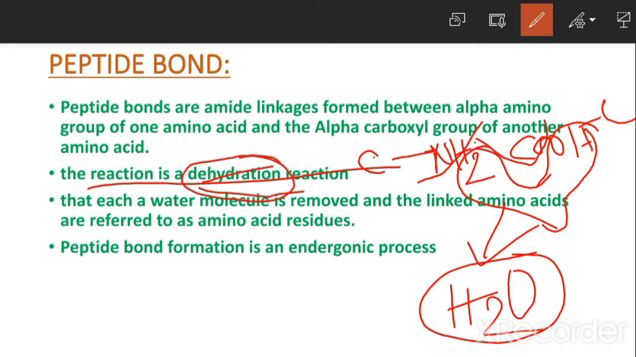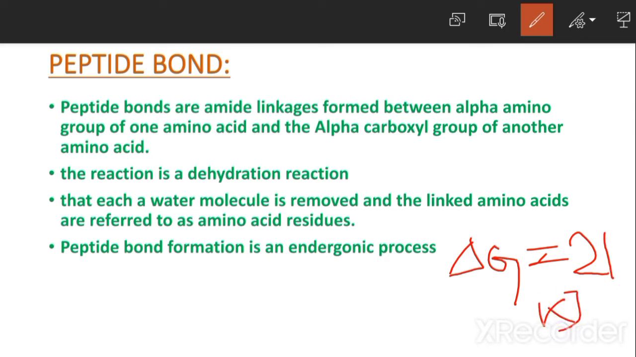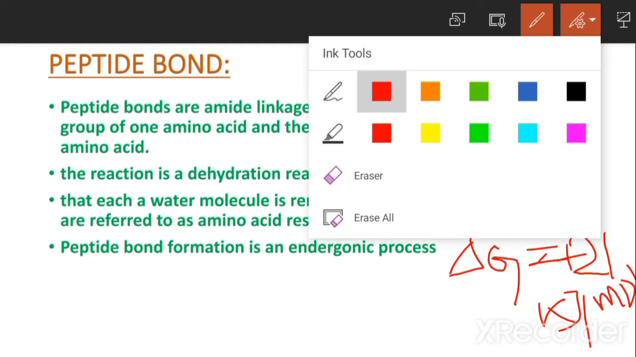Dehydration: one hydrogen removed. A water molecule is removed, and the linked amino acids are referred to as amino acid residues. Peptide bond formation is an endergonic process, and here delta G is equal to 21 kilojoules per mole.